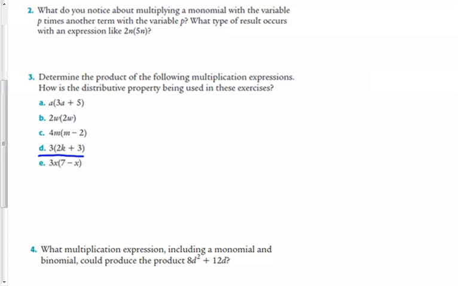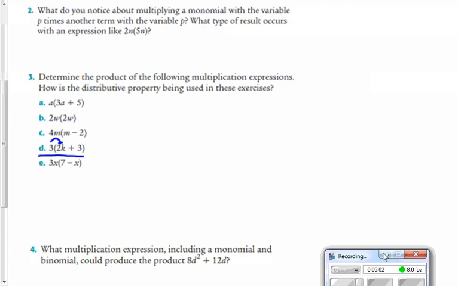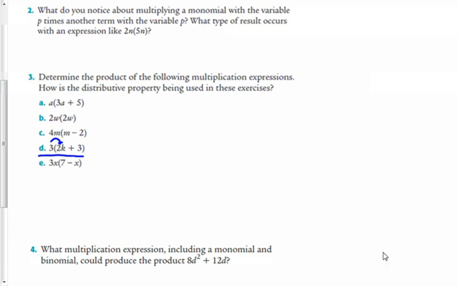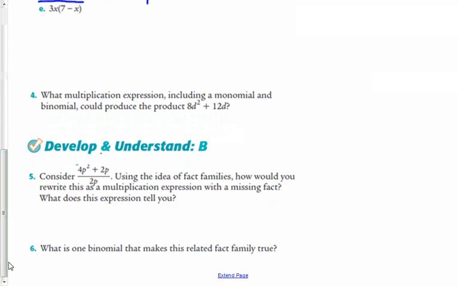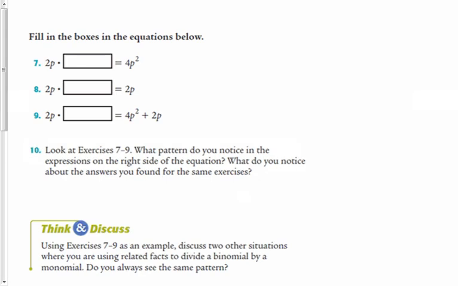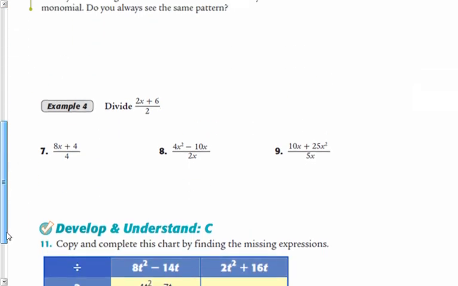Using the distributive property, that would be 3 times 2k, which is 6k, and then we do 3 times 3, which is 9. Well, I just wanted to review that because we're going to learn how to divide things like that. And so go to the next page and find this example right here.